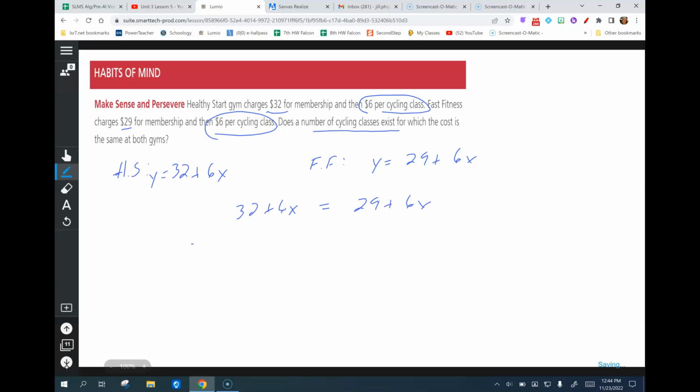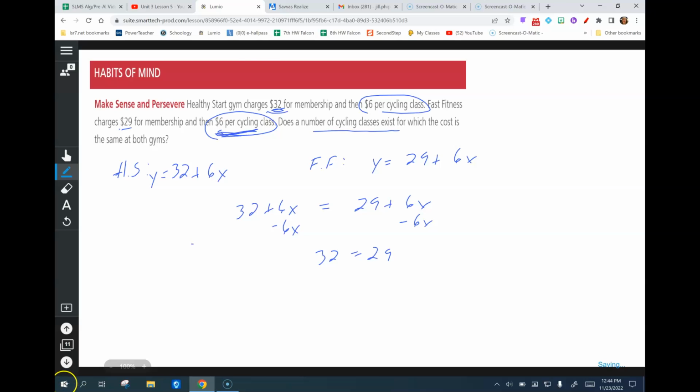notice what's going to happen. We're going to get no solution, because we would subtract 6X, and we get 32 is equal to 29. So there is no way, but you would have figured that out anyway, because look, it's $6 per cycling class. So you would have gone, well, they're the same, so it doesn't matter. Does a number of cycling classes exist for which the cost is the same? No. One is always going to be more because the membership is more.